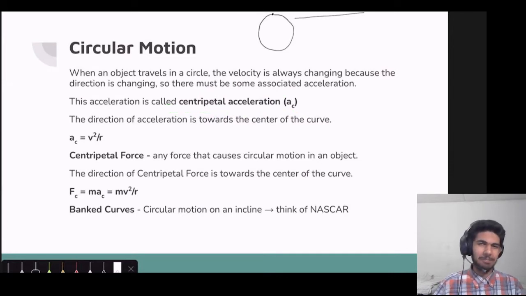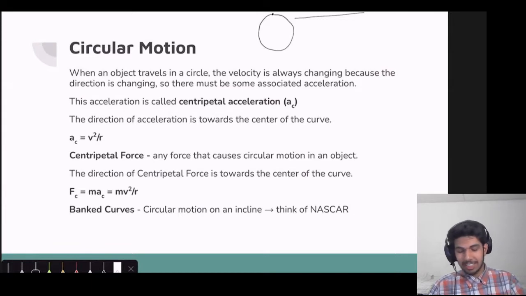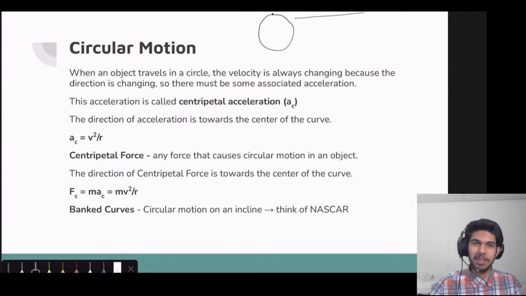Centripetal. Very important to get this right. I think a lot of people think that it's called centrifugal, with an F. That is incorrect. This is centripetal acceleration with a P, and we denote that a sub c. So when we're dealing with circles, the acceleration is centripetal acceleration.